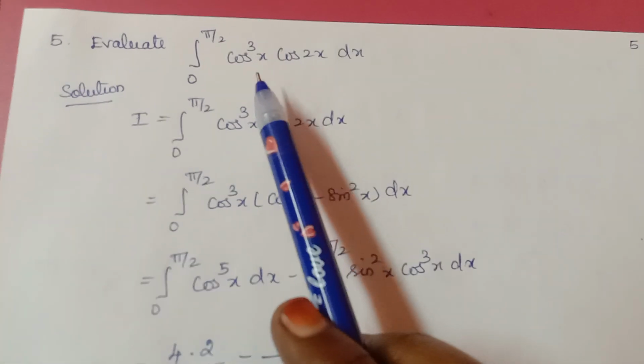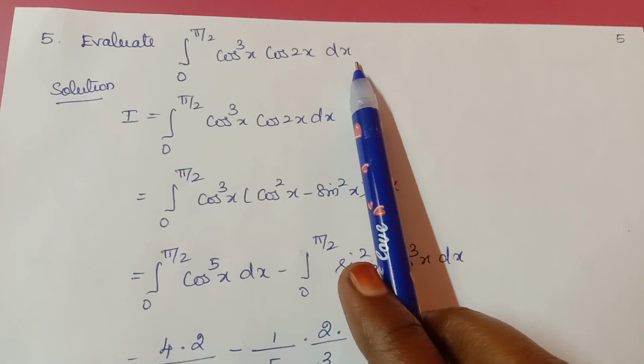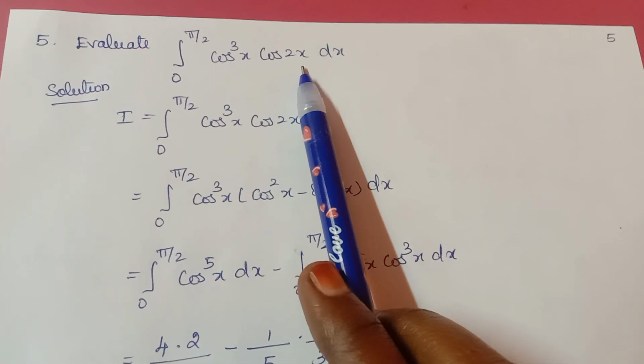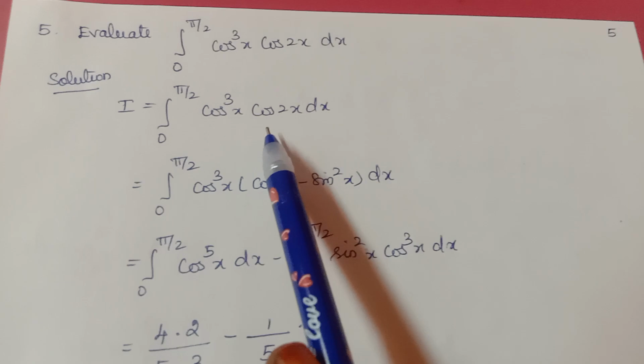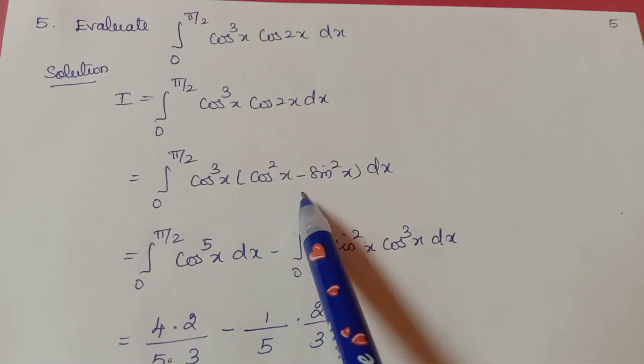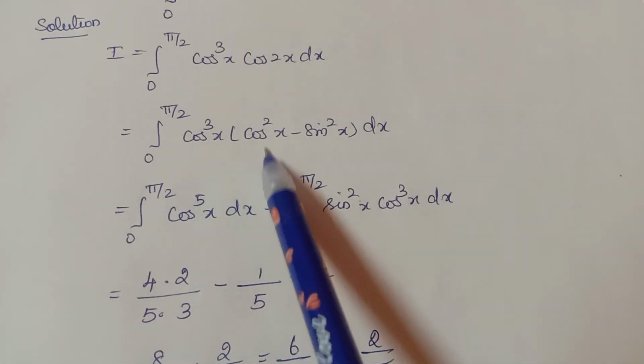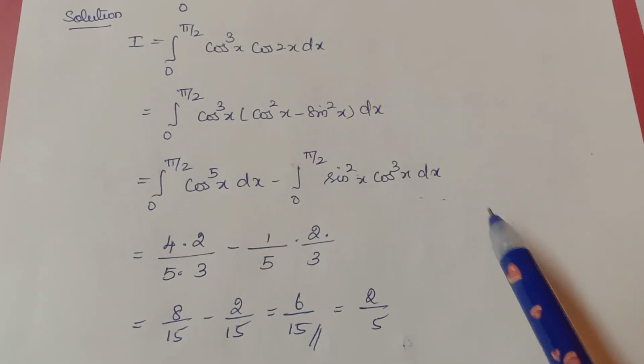Then next problem. Evaluate the integral 0 to pi by 2 of cos cube x into cos 2x dx. Here you see this cube, we don't have any problem, but this cos 2x has to be changed. Then only we can do the integration. So instead of cos 2x, I am writing it as cos square x minus sin square x. Right? So multiplying, you will get the integral of cos power 5 x minus sin square x cos cube x dx.